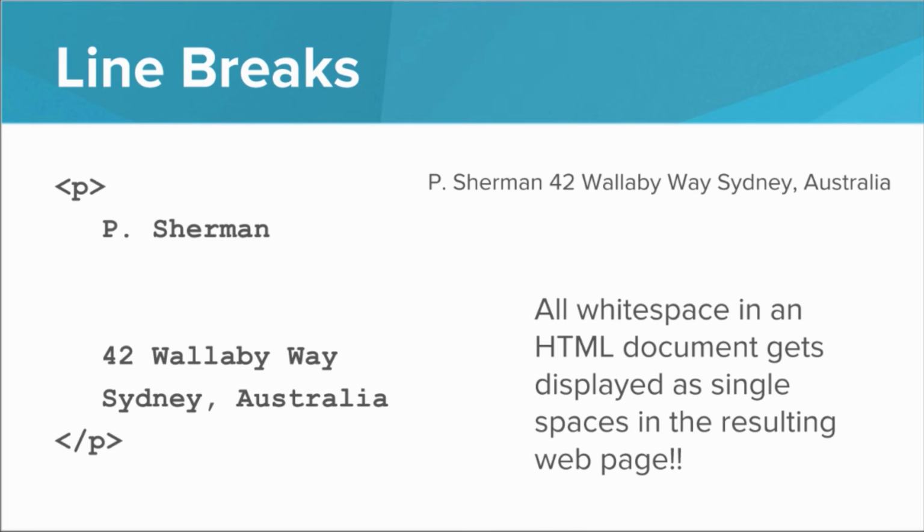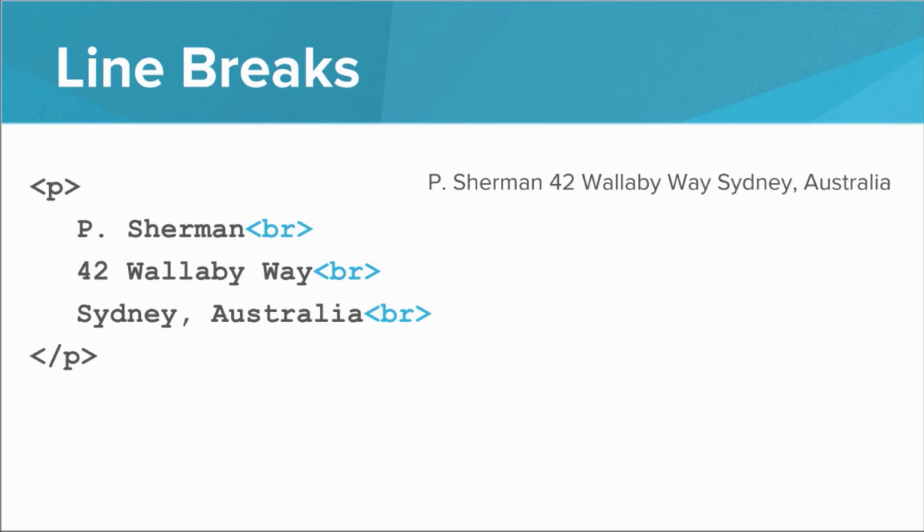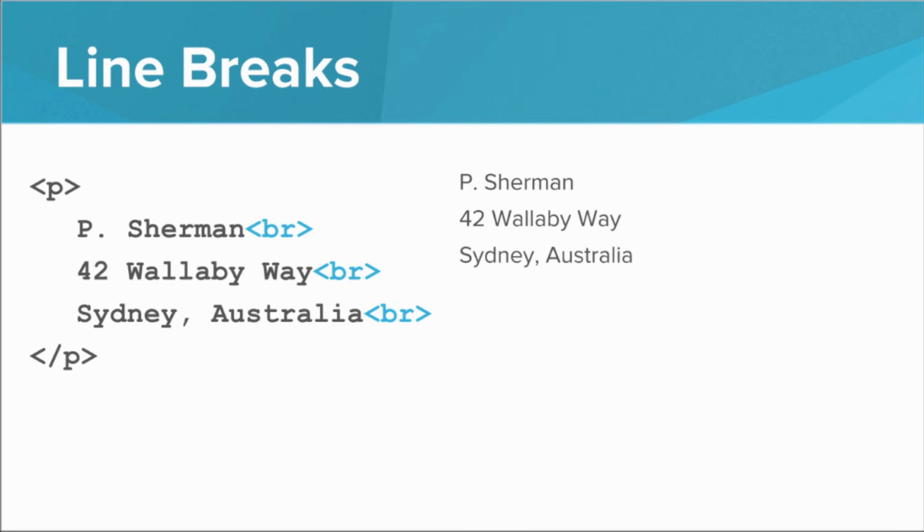Even if I added a bunch of extra lines after P. Sherman, it just gets interpreted as a single space. So if I want to have new lines, I need to put in BRs. I need to put in line breaks. So if I put in these BRs, I'll actually get a new line after each line, resulting in a nice looking address. Again, BR stands for line break.